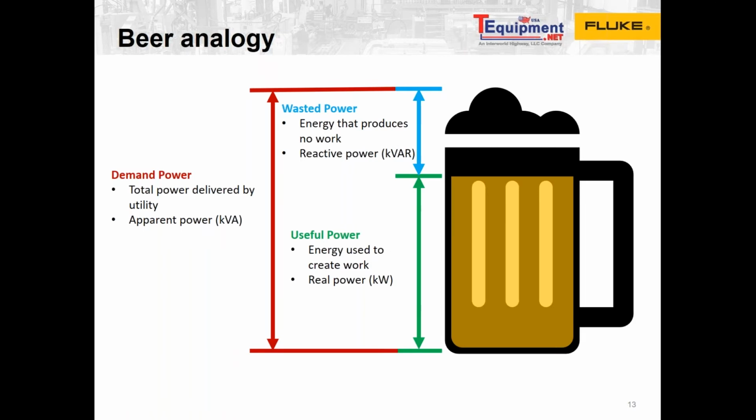Examples of wasted power. If we were looking at a motor, for example, it has a rotating part, right? That rotating part, the actual rotation, is the useful power. The heat that's being produced is your wasted power. So that's an example of a form of wasted power. And then the total power going to that motor to actually create all that work, which is also creating the heat, is your demand power.